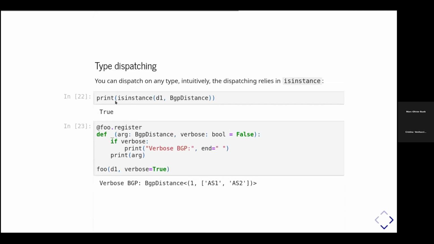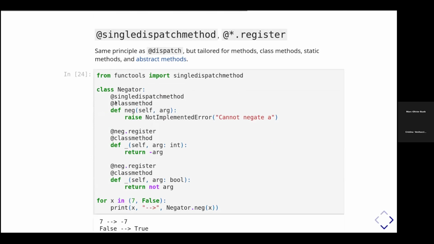So now the single dispatch method. So what is it? Roughly the idea is the same, but instead of dispatching on top of a function, you want to dispatch on top of a method. So here, my default behavior, so my dispatcher, will be this one. I want to raise an exception, for example, this is not supported. And here, I want my negator to support the negation of an int, so it will return the opposite number, or the negation of a Boolean, it will return the not of this Boolean.